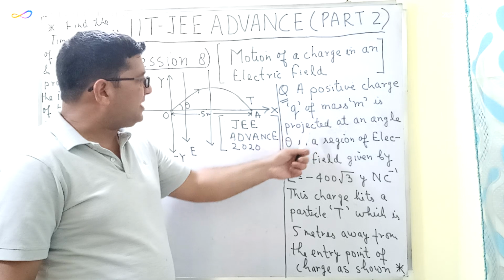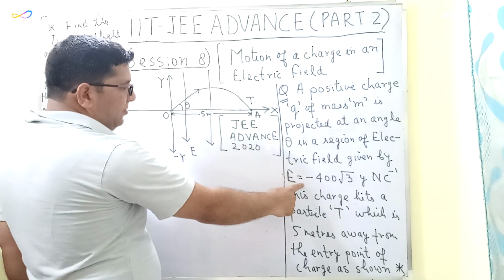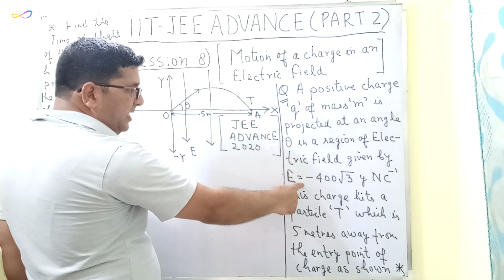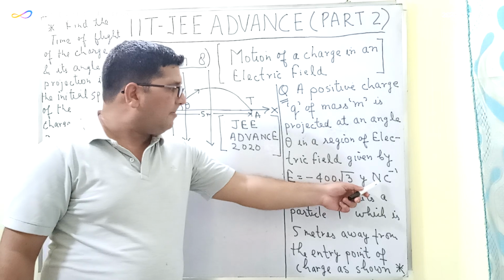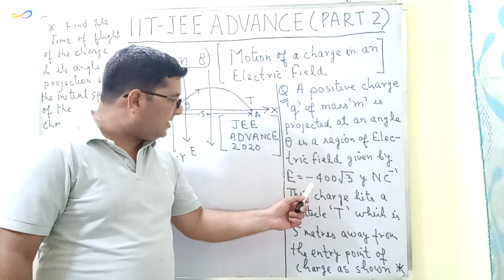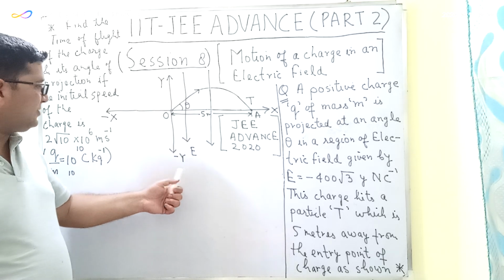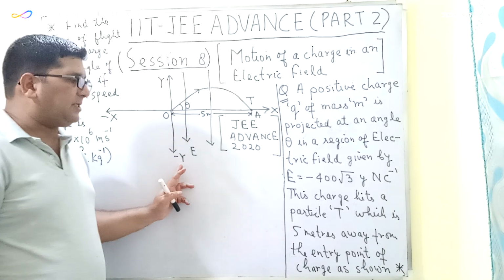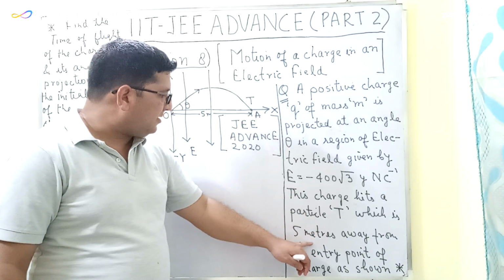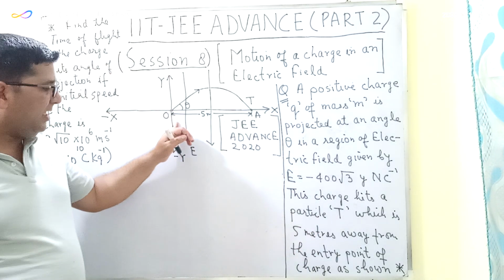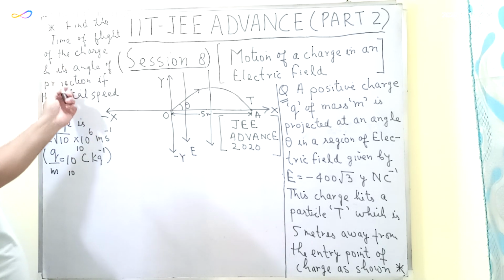The question here is: a positive charge Q of mass m is projected at an angle theta in a region of electric field given by E is equal to minus 400 root 3 y Newton per coulomb. Here the minus sign is indicating that the direction of the electric field is along the negative y axis. Now this charge hits the particle T, which is 5 meters away from the point of entry, as shown in this figure.